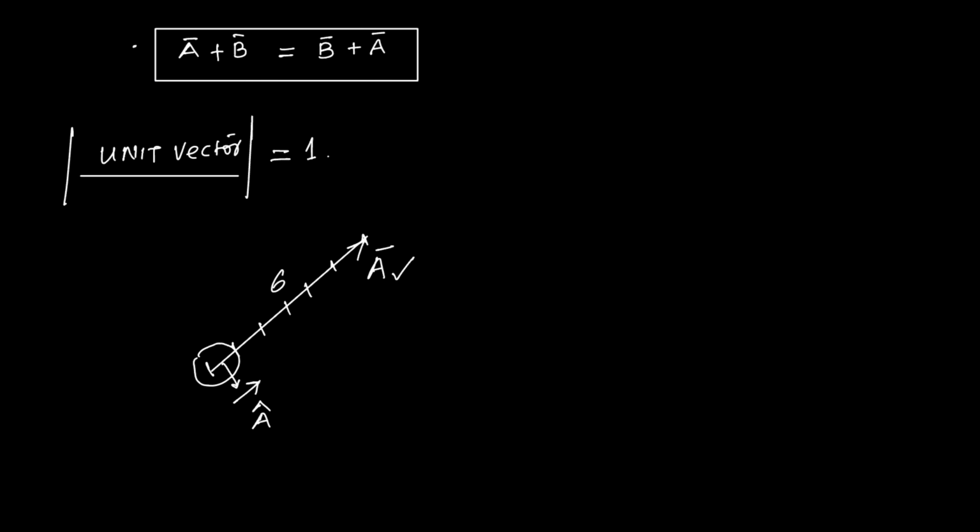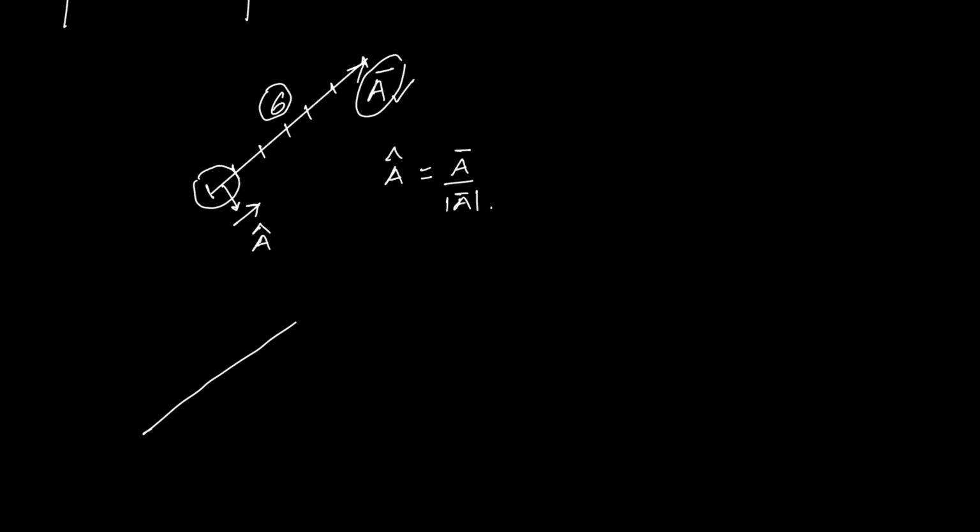And how do we find this? By dividing this A vector by its modulus. So the general formula becomes A cap is A vector divided by its modulus. So what's the use of unit vectors? Suppose we have a vector A and its size is mod A.